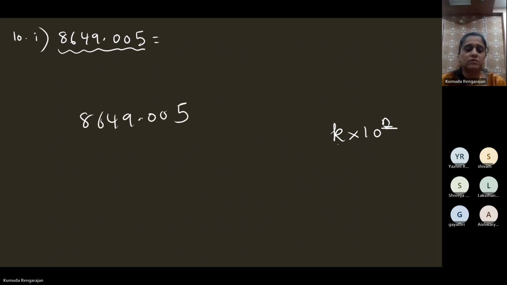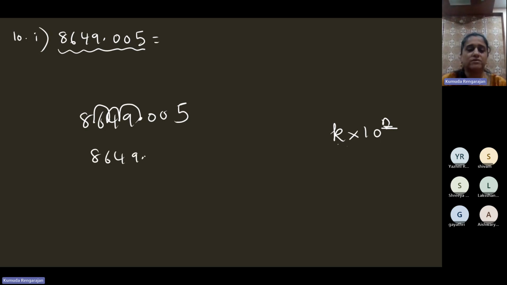So 8649.005. Move it. 864.9, no. 86.49, no, it's more than 10. 8.6, yes. Now this is less than 10, more than 1 but less than 10. The decimal point is here.